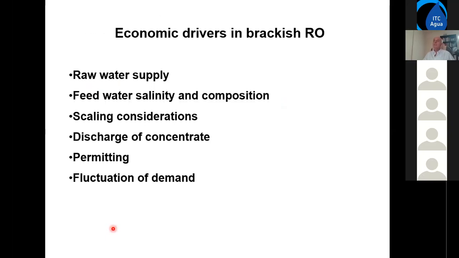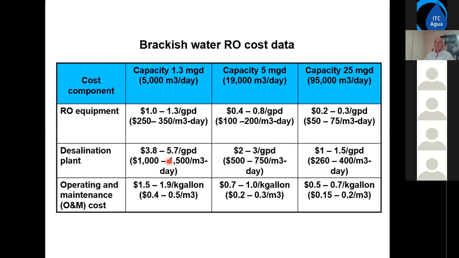What are the economic drivers in brackish RO? In brackish RO, there's the cost of developing the raw water supply, feed water salinity and composition because this affects pressure. Scaling considerations limit the recovery rate. How much it costs to discharge the concentrate, permitting, and fluctuation of demand. If the demand fluctuates over the year, different in summer or winter, for example, then we have to adjust our economics accordingly.